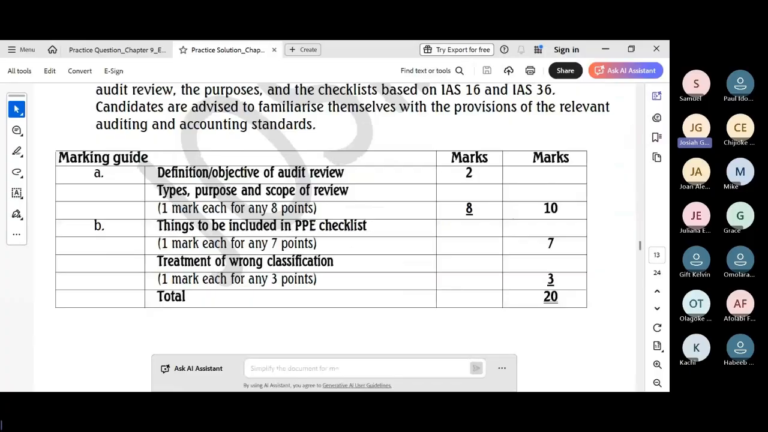Then the monitoring review, which is cold review, is a review performed after the audit report has been signed to assess adherence to the firm's quality management policies, procedures, and consistency of application across audit engagements. So those are the 4 types of review. And let's look at the purpose and scope of each review.